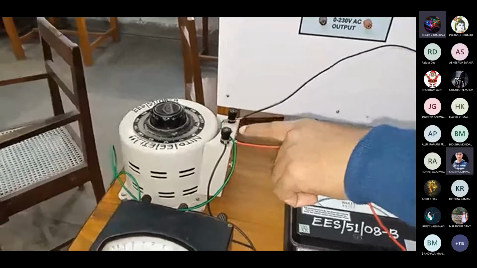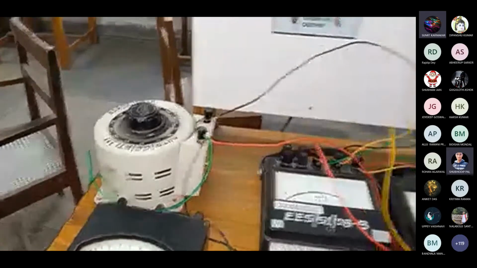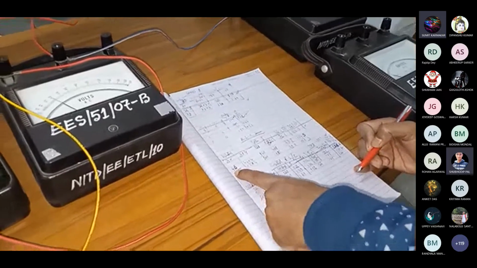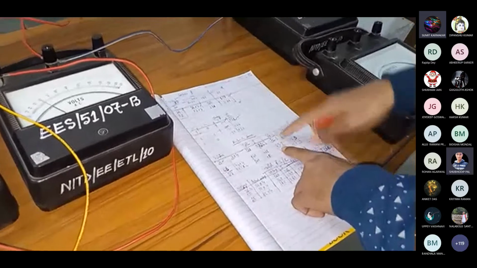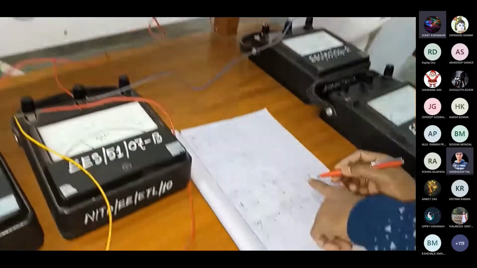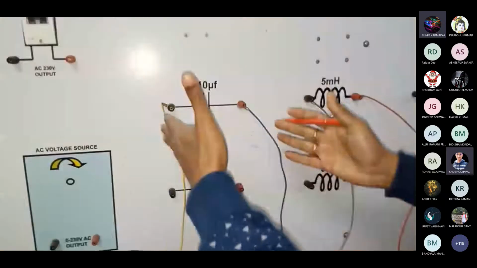In this way, again, I have increased the voltage by increasing the Demostat reading, the auto transformer, and I got 140. Similarly, I got 160. At that time, what was the current reading? 4.425. What is the power reading? And what is the VRL at that time? VRL I got 43.2, and VC again for each case.